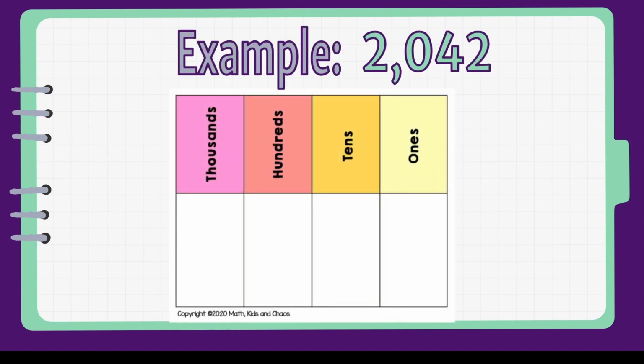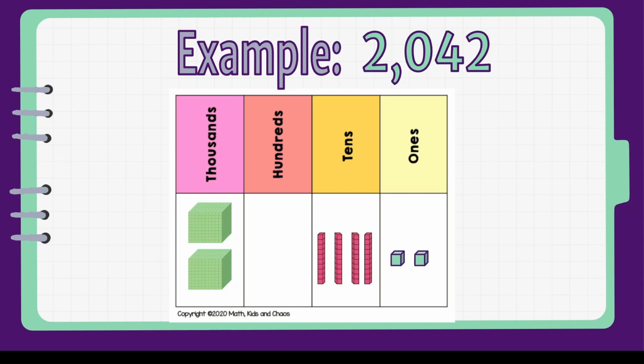Let's try another example. We have now 2,042. So 2,000 is 2 cubes. We don't have hundreds, so we keep it empty. We have 4 tens, which are 4 rods, and we have 2 ones, which are 2 units. And this is the way we model 2,042 using base 10 blocks.